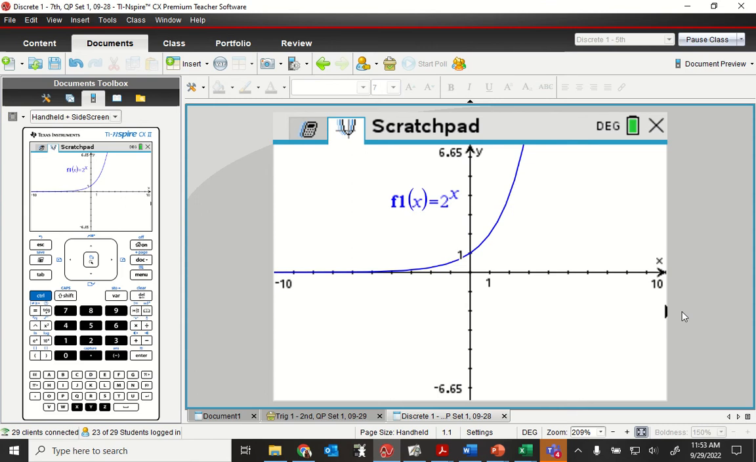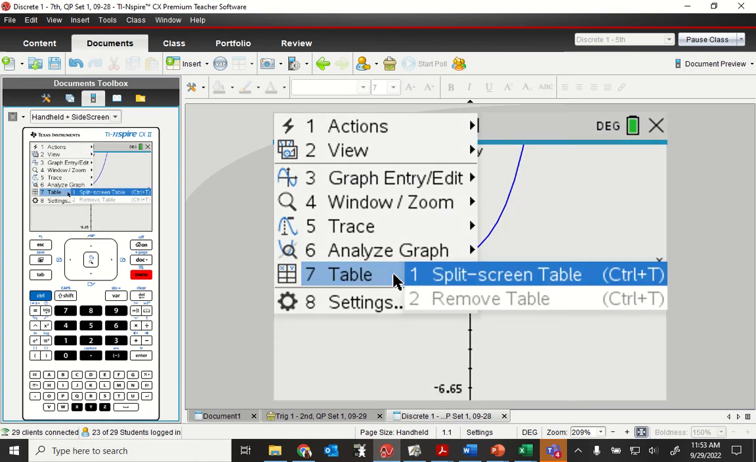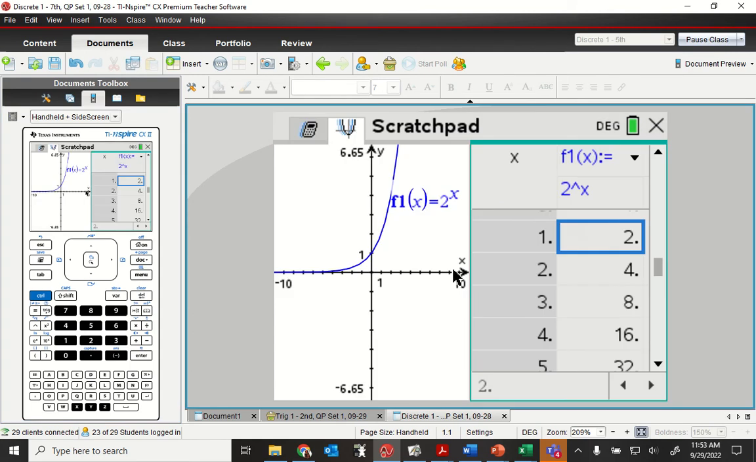Now this next part is going to be new, and it's something you wish I would have taught you back when we were doing 7.1. So I'm going to press menu, table, split screen. What did you write down on your paper for this? Menu, table, split screen.